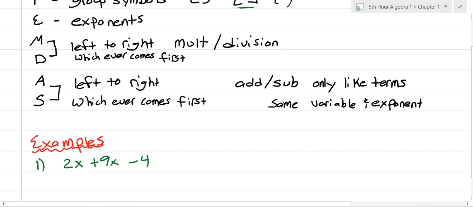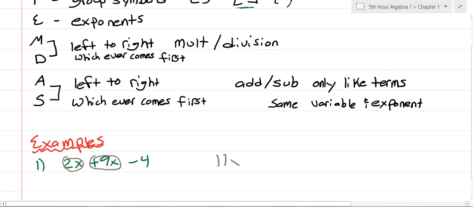So if you look at this example 1 that's down here, I'm going to look for some of my like terms. One like term could be, notice this 2x and this 9x. They're both x's. So I'm going to take the 2 plus the 9, and that's going to give me 11x.